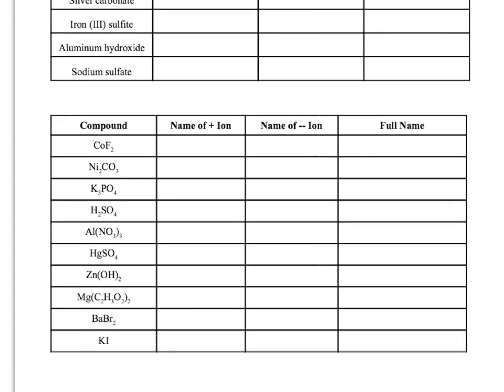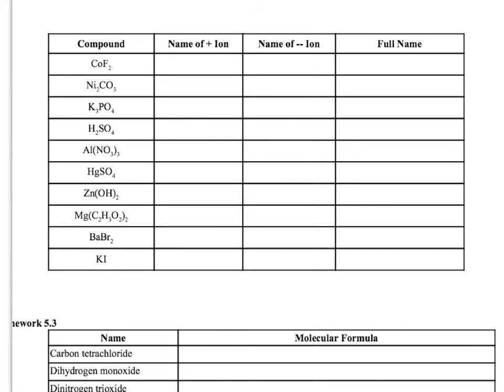We'll move on now to the bottom section here. I think the rest of those you can probably handle. And here we're basically just doing it backwards. We're given now the formula, and we're supposed to come up with the name. So for the first one here, we've got CoF2. The name of our positive ion there is cobalt. So cobalt. The name of our negative ion is fluorine.